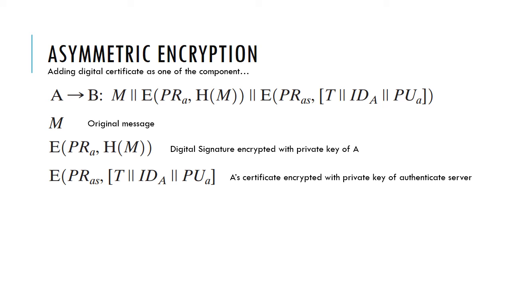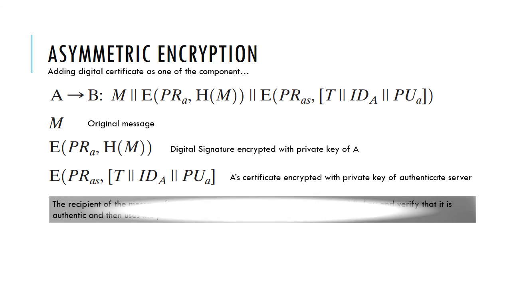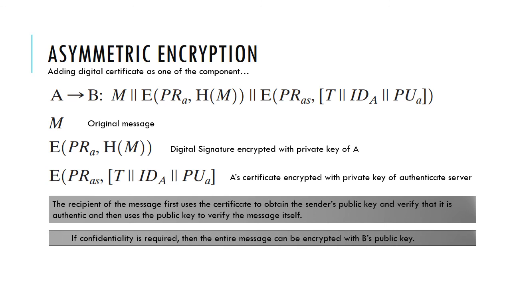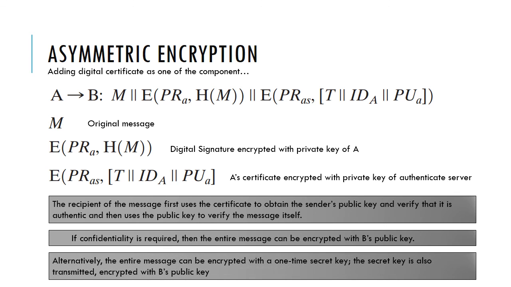The recipient of the message first uses the certificate to obtain the sender's public key and verify that it is authentic, and then uses the public key to verify the message itself. If confidentiality is required, then the entire message can be encrypted with B's public key. Alternatively, the entire message can be encrypted with a one-time secret key. The secret key is also transmitted, encrypted with Bob's public key.